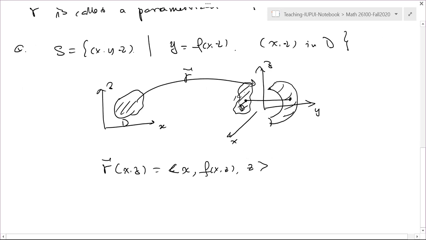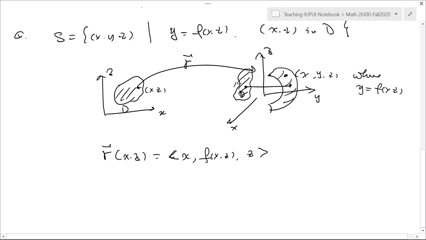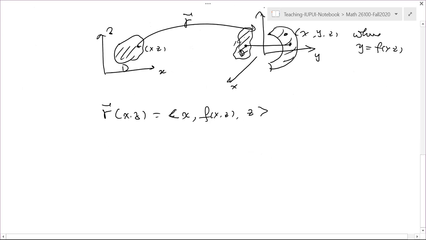It's a map, right? It sends a point in a 2-dimensional space to a point in 3-dimensional space. Here's X, Z, and here's going to be X, Y, Z, but Y is going to be F(X, Z). Okay, it's very similar to our problem.